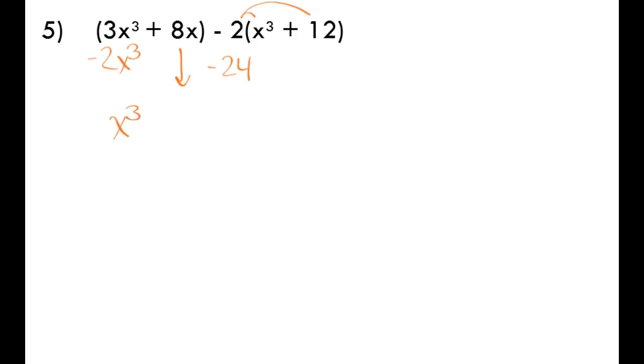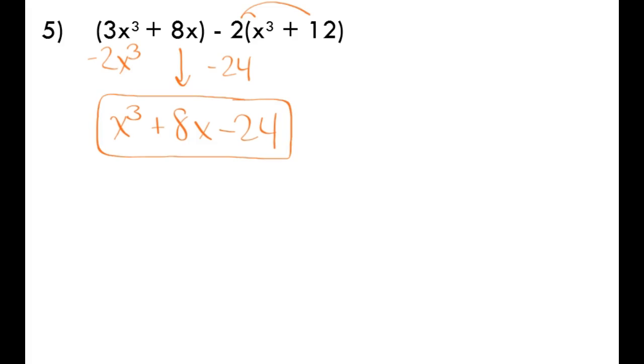This just brings down. And then the -24 is by itself too. So that's what happens when things don't line up. You just make your own column for them.